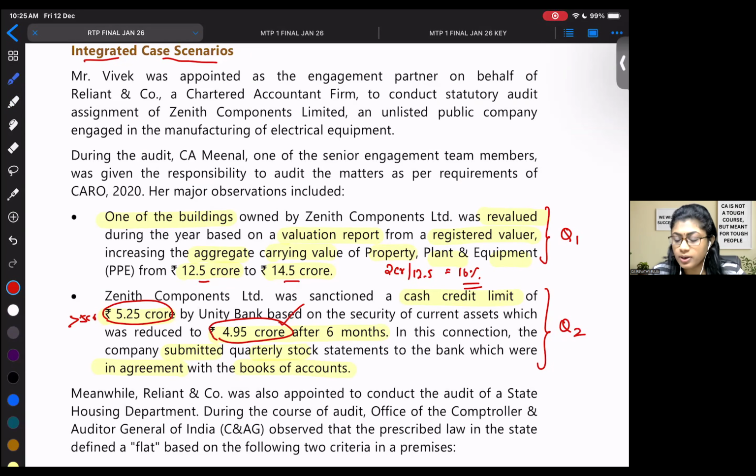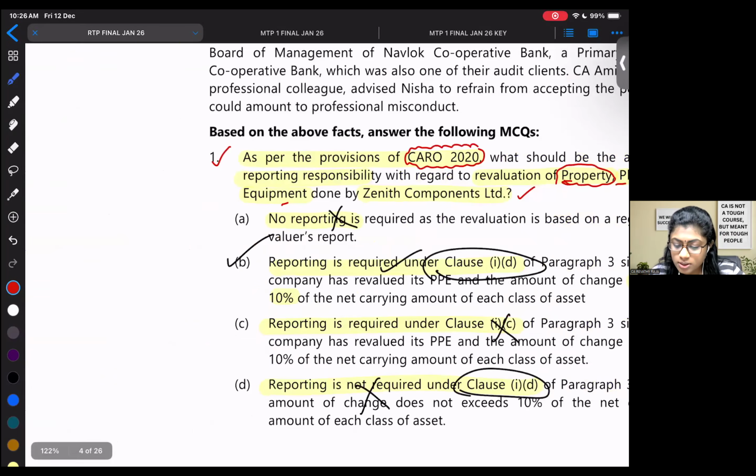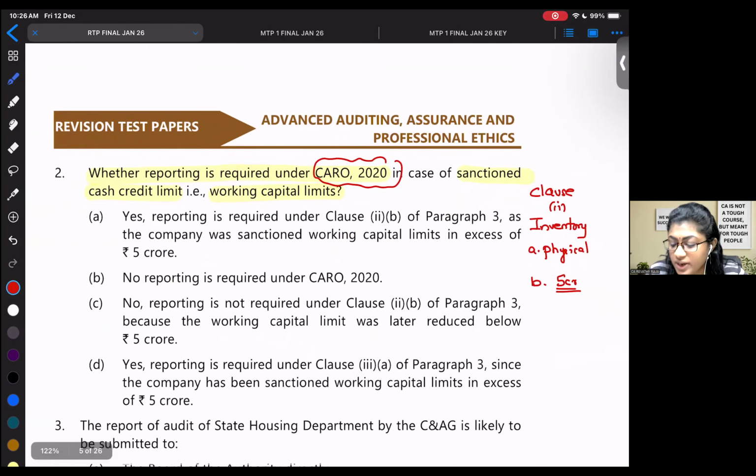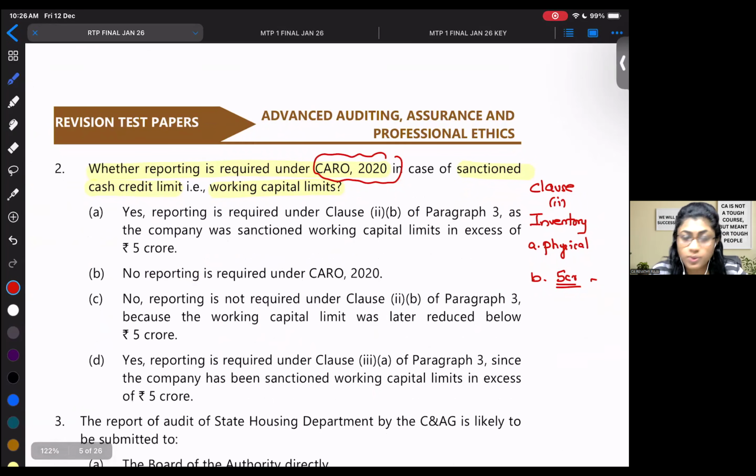Yes, no, come on. Answer is yes. You know why? If the working capital amount exceeds 5 crores at any point of time during the year, here at some point of time it exceeded 5 crores, therefore you have to report. So please note that 5 crore exceeding is at any point of time during the year. So can you reply? Yes, reporting is required under Caro clause 2B.